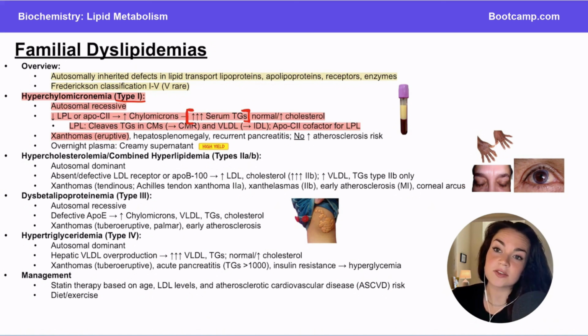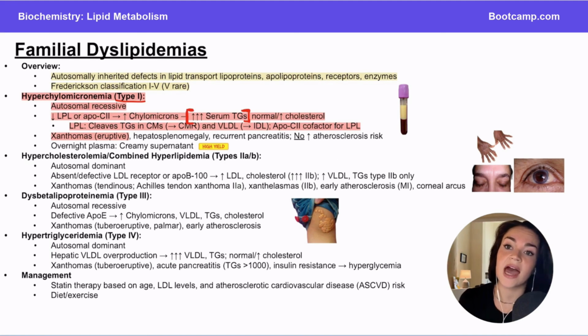And the kind that you see specifically in type 1 are eruptive xanthomas. These are going to be yellow papules, maybe with an erythematous border around the outside. They almost look like large pimples, but they can be tender or else very itchy. And they're usually on the extensor surfaces or else the back and the buttocks. So those are eruptive xanthomas.